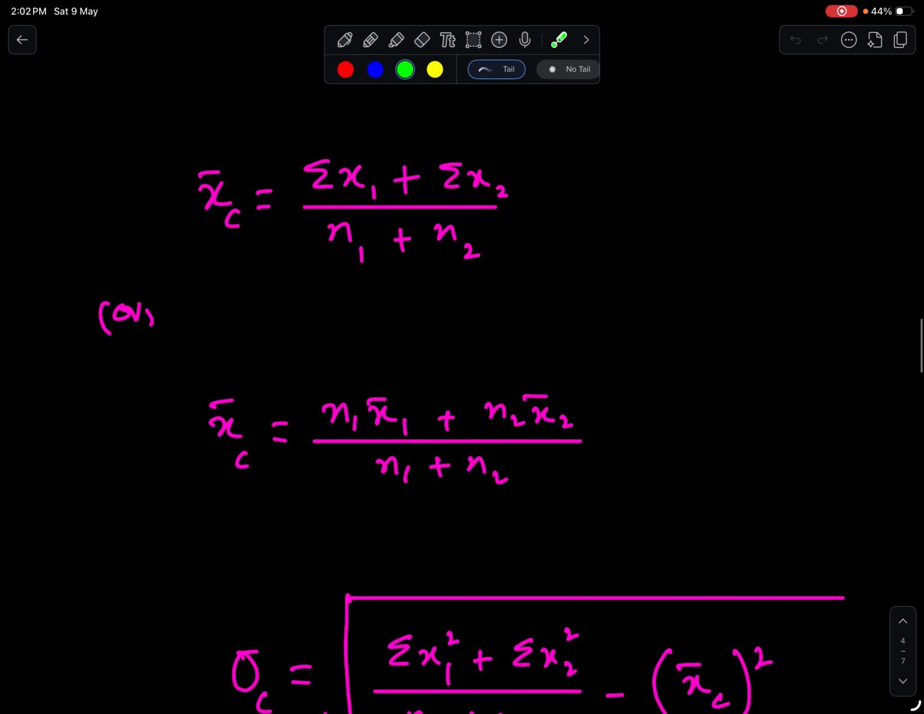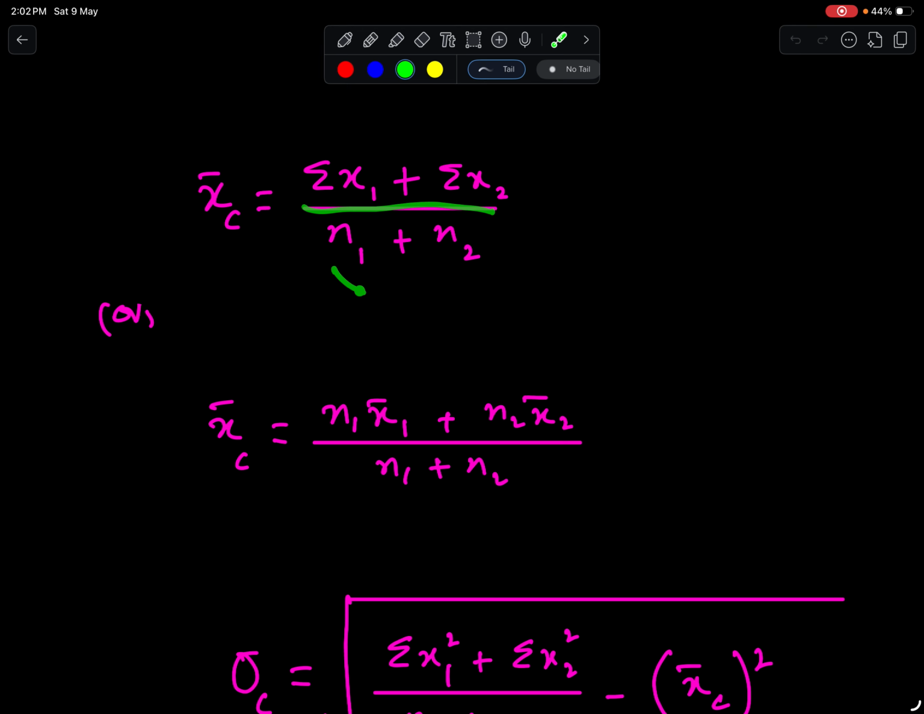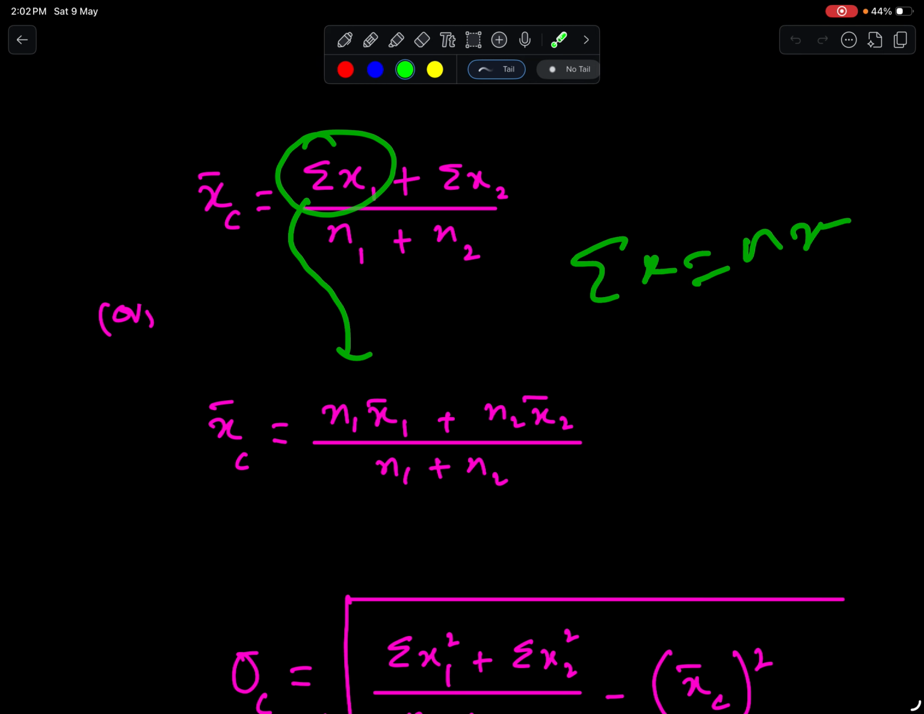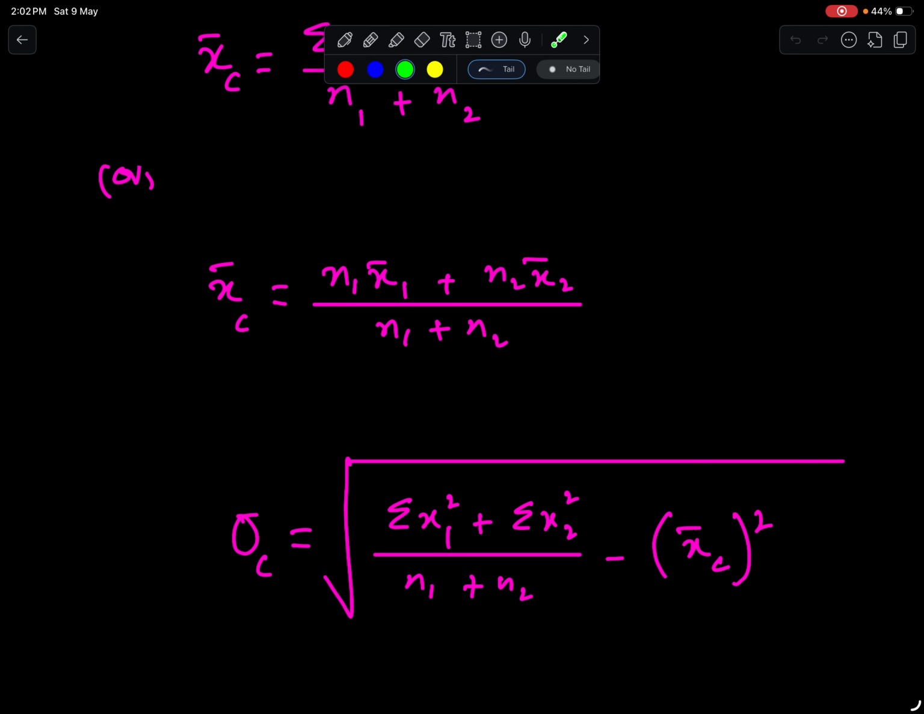Now, combined mean, you have to learn this. Sigma x1 plus sigma x2 divided by total. Or if you replace the value of sigma x with n x bar, so n1 x1 bar plus n2 x2 bar. We use these formulas according to the given situation. Now this is the variance, standard deviation: sigma x1 square plus sigma x2 square over n1 plus n2, minus combined mean square.